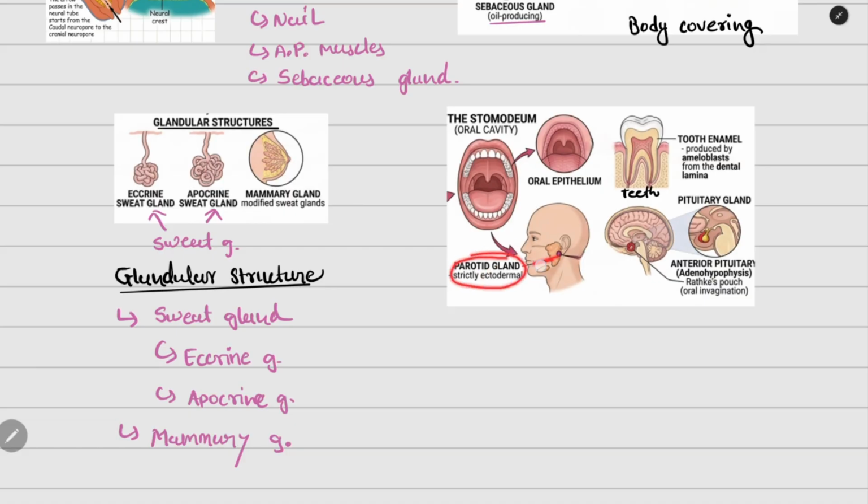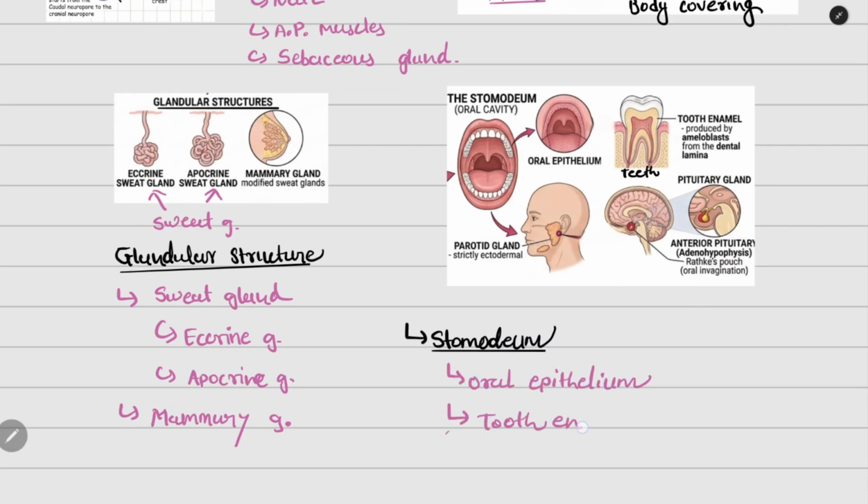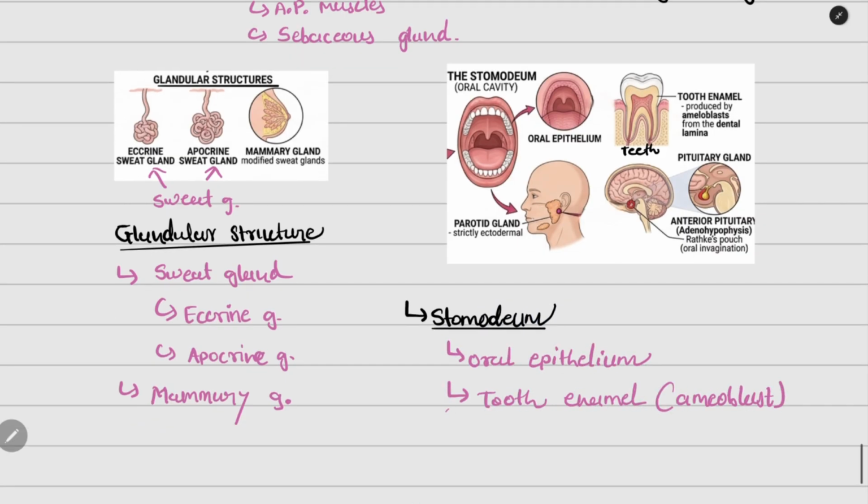Then we have the parotid gland, and on the roof of the oral cavity we have Rathke's pouch, and also the anterior pituitary gland. So let's write down the stomodeum structures derived from surface ectoderm: oral epithelium, tooth enamel from ameloblasts, parotid gland, and anterior pituitary gland.